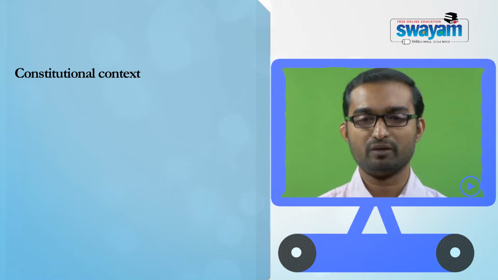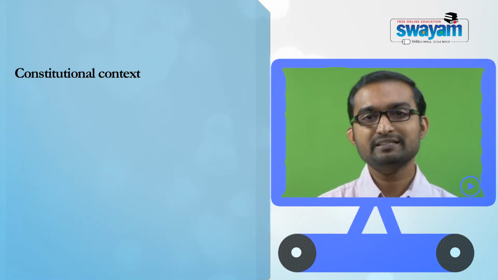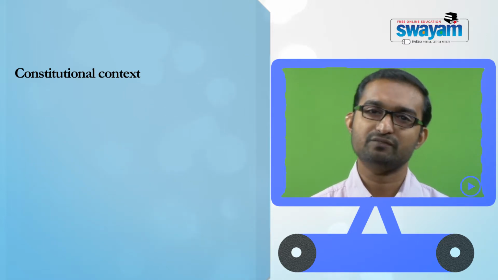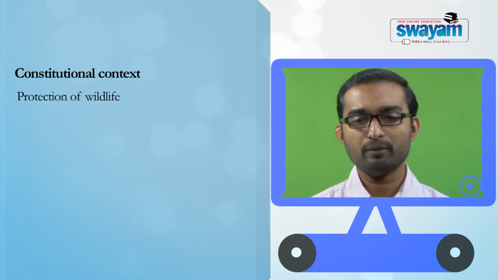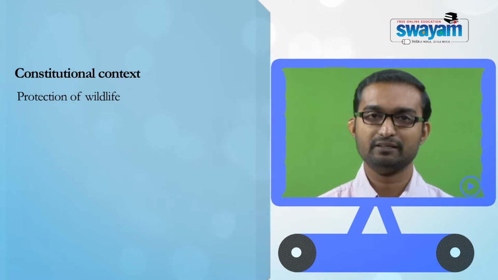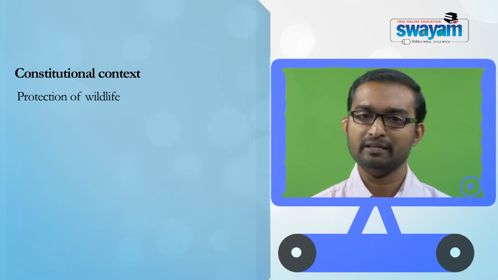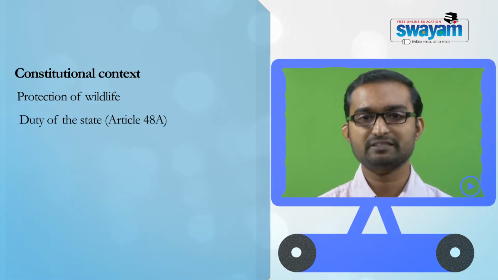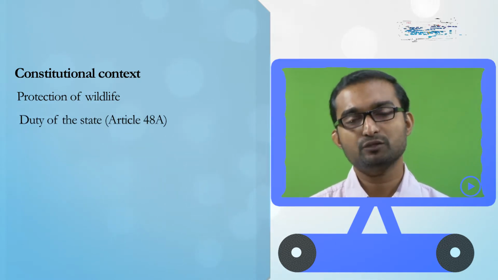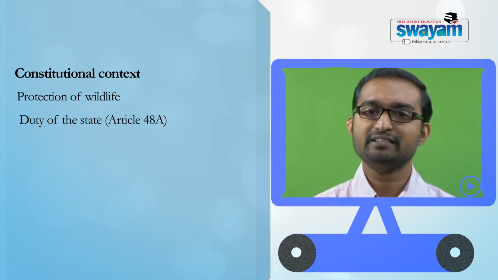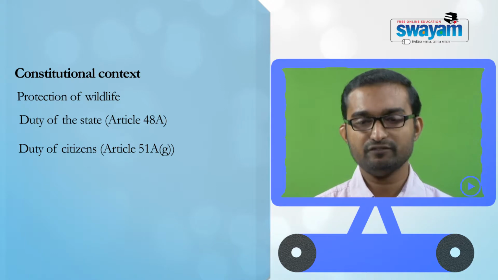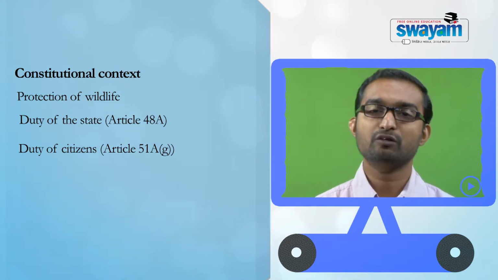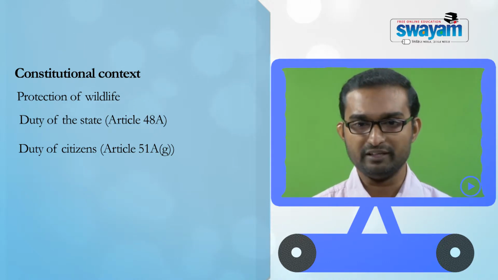Before we get into the substantive aspects of the Wildlife Protection Act, let's have a brief outline of the constitutional context of wildlife protection in India, whether there is any provision in the Constitution of India that deals with wildlife protection. There are at least a couple of provisions. In the section on directive principles of state policy, Article 48A expressly deals with the duty of the state to protect wildlife. Similarly, in the section on fundamental duties of citizens, Article 51A(g) talks about the duty of all citizens to protect wildlife in India.